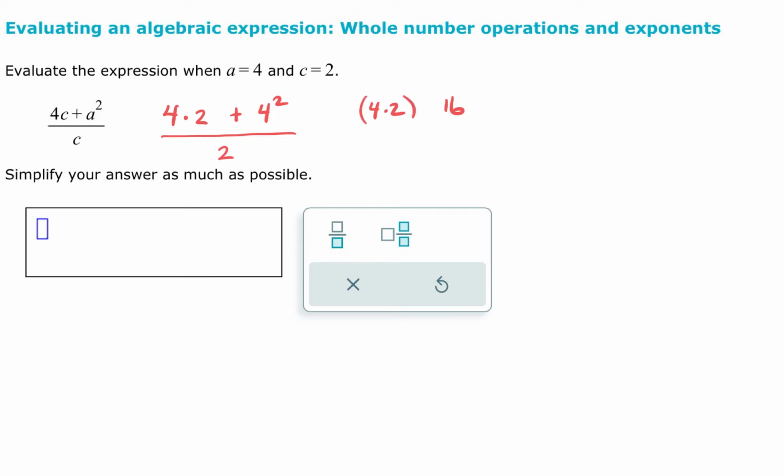And then I'm going to go ahead and rewrite everything. 4 times 2, I'm going to put in parentheses to remind myself that that's going to be next, because that's multiplication that comes before addition. So I'm going to do now 4 times 2, which is 8, plus 16, all over 2.